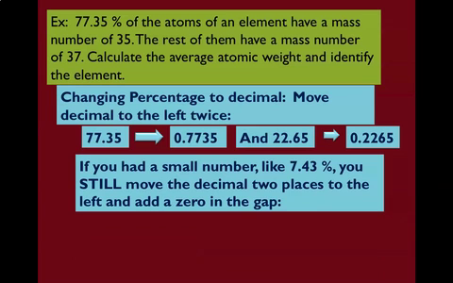If you had a small number like 7.43%, you would still move the decimal 2 places to the left and add a 0 in the gap. So 7.43 would become 0.0743.